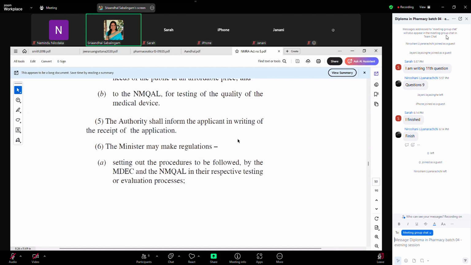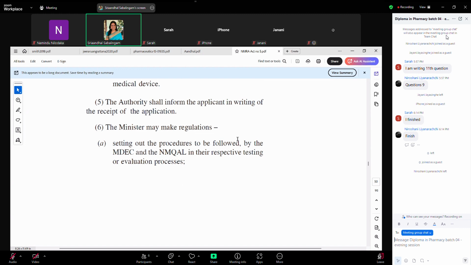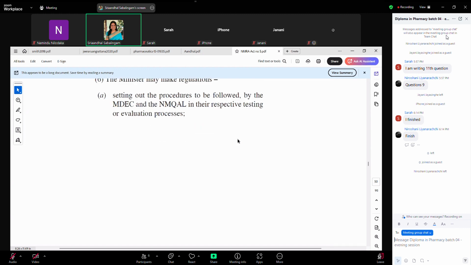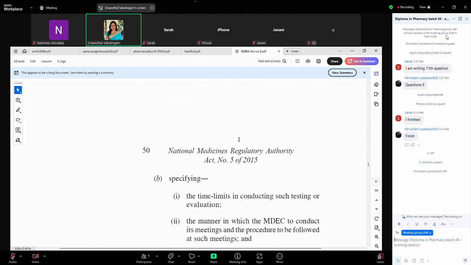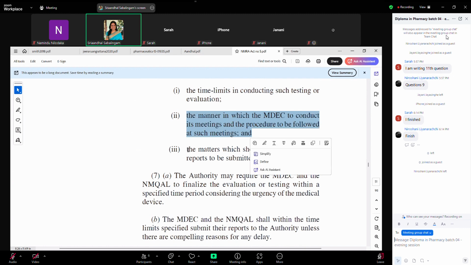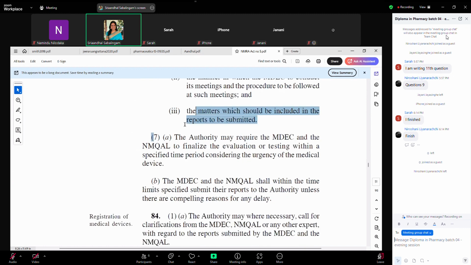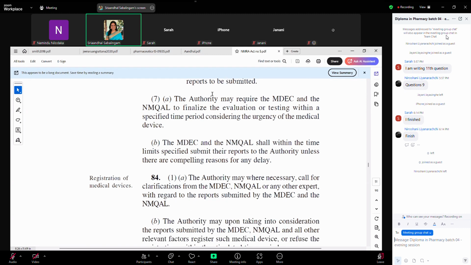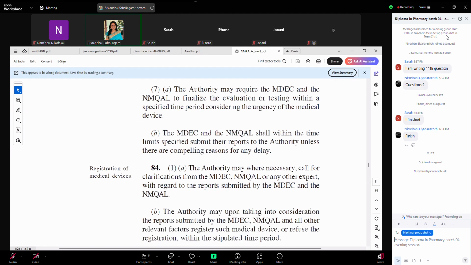And the minister can make regulations setting out procedures to be followed by the MDEC and NMQAL regarding the respective testing and evaluation process, specifying the time limits for conducting the test. So these regulations can be made by the minister. And the manner in which the MDEC conducts the meeting and procedures, and the matters which should be included in the reports to be submitted, right? So the authority may require the MDEC and the NMQAL to finalize the evaluation or testing within a specified time period, considering the urgency of the medical device.